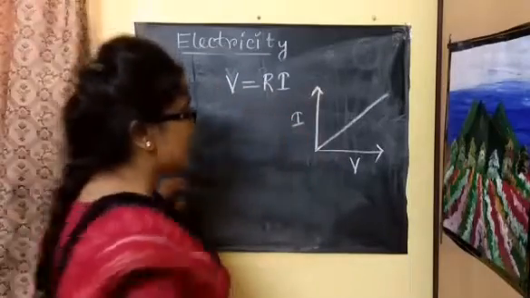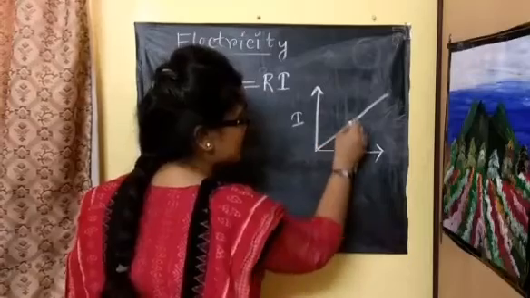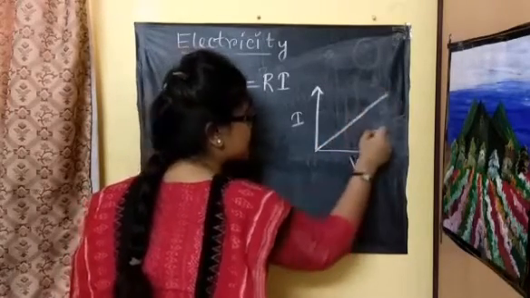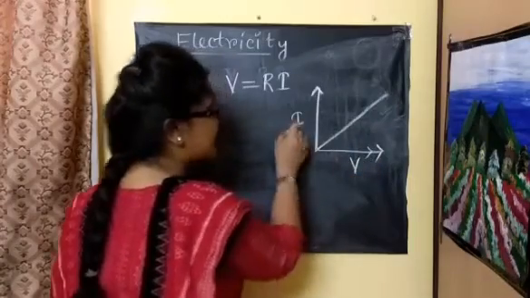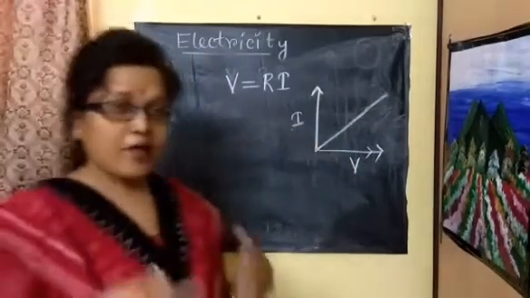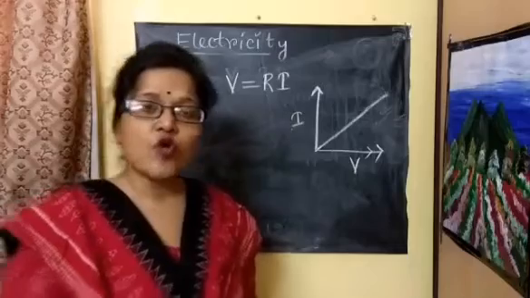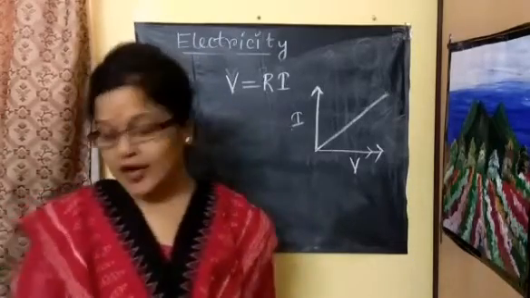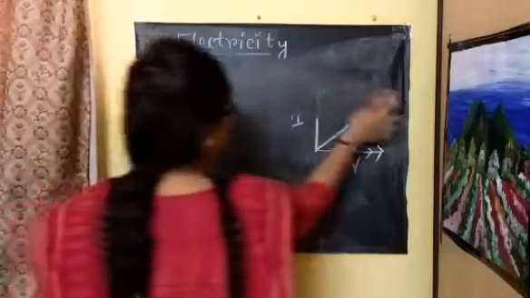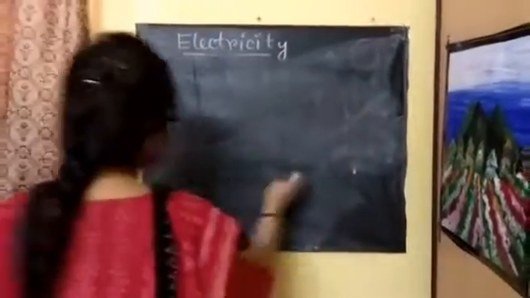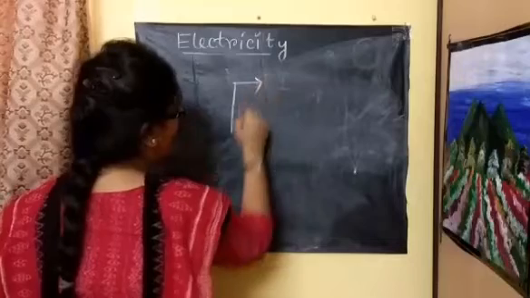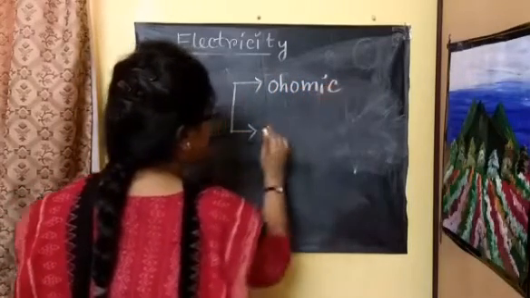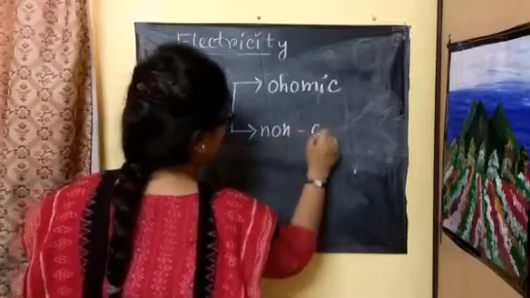So as you see, if I increase voltage, current will increase. This means there is a linear relationship between voltage and current for an ohmic conductor. From Ohm's law, we get that there are two types of conductors. One is the ohmic conductor. Another is the non-ohmic conductor.